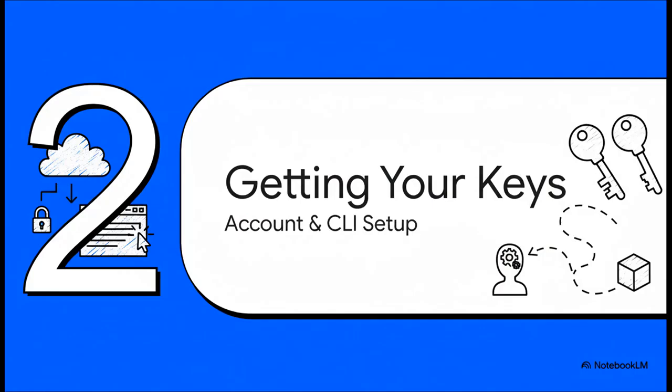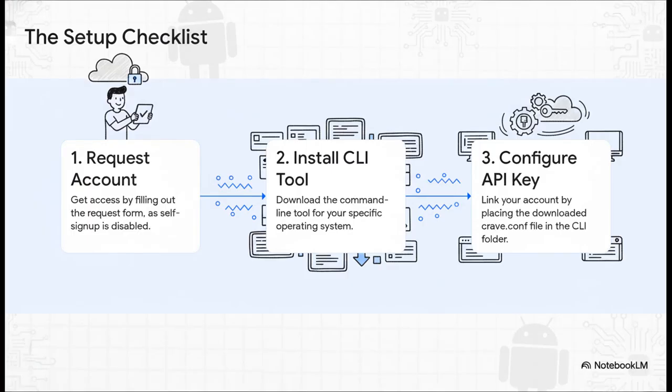Okay, time to get our hands dirty. Setting everything up is actually pretty simple. It's just a quick 3-step process, and then you'll be ready to start building for real. So it all boils down to this. First, you request an account. Simple enough. Second, you install what's called the CLI tool. That's just a little program that lets your computer talk to the Crave.io servers. And third, you set up your API key, which is basically a secret password that proves you are who you say you are.